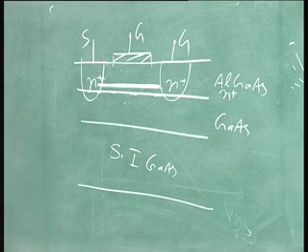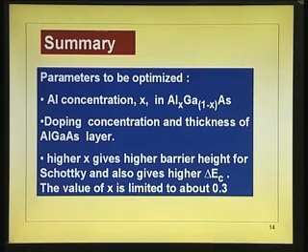Okay, now, in summary, the parameters which you can optimize. Today, I think we will wind up with our discussion on the GaAs system, the indium phosphide based system. Maybe we may have to meet again next lecture, but now we will summarize a few things. Aluminum concentration is one thing that you have to optimize. Doping concentration and thickness of the GaAs layer.